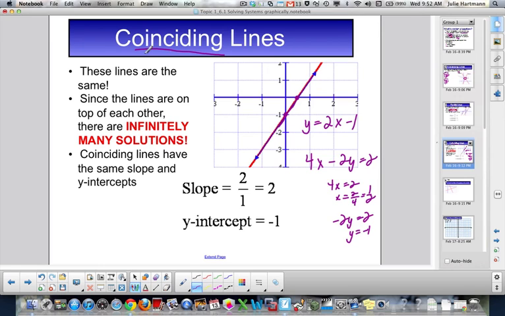That is called coinciding lines. They coincide, they're the same exact line. In this case, there are infinitely many solutions, because any point on that line would work for both equations.